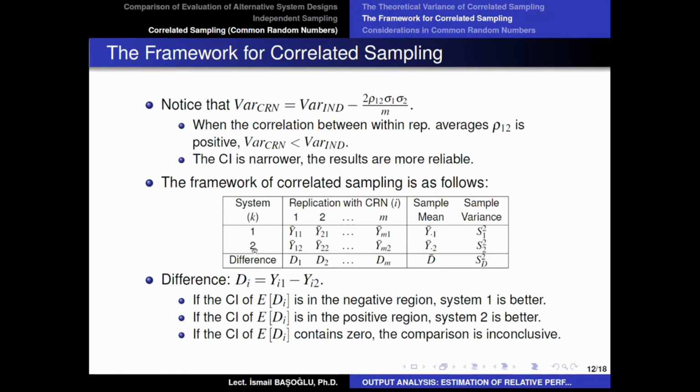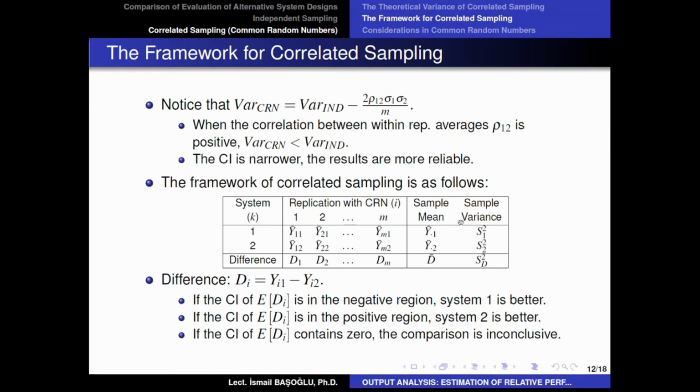Let's just say we again have two systems. This time we run M replications for both systems, and first replications are going to use the same common random number sequence. The second replications under the alternative system designs are using the same common random sequences, so on and so forth. So because of that reason, we have the same number of replications. Now we have the sample mean obtained from the replications of the first system and the sample mean obtained from the second system. And we also have the sample variances here.